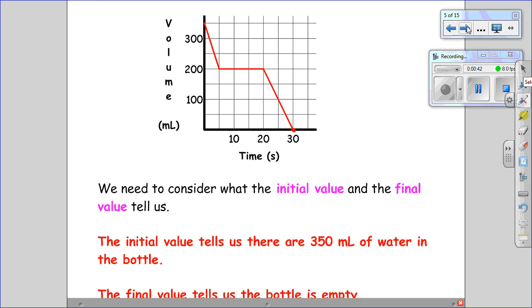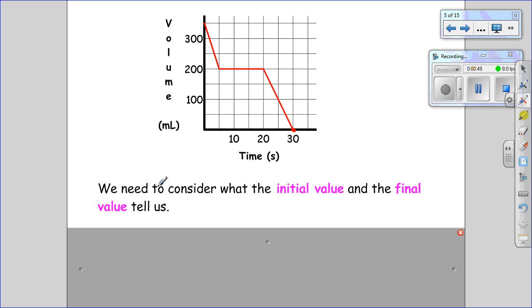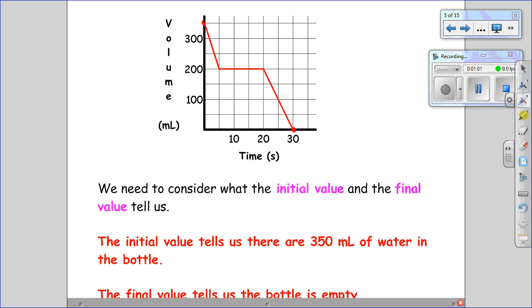So we need to think about what the initial value and the final values tell us. If we look at the vertical scale, every box is 50 milliliters. So it tells us right here that we start with 350 milliliters of water in the bottle, and we end with no water in the bottle after 30 seconds.